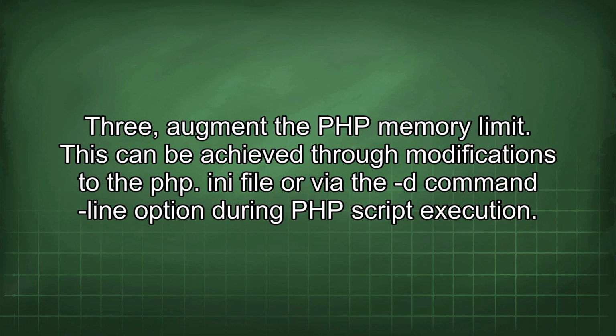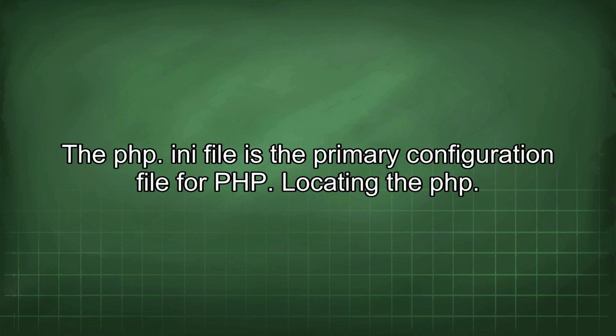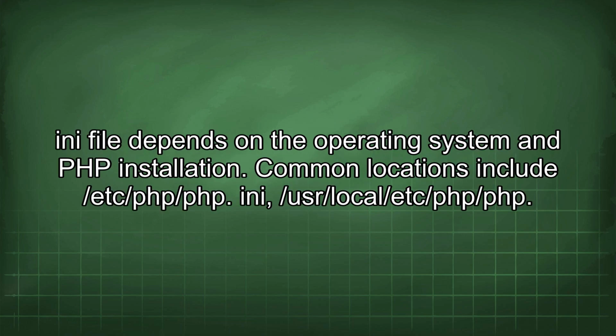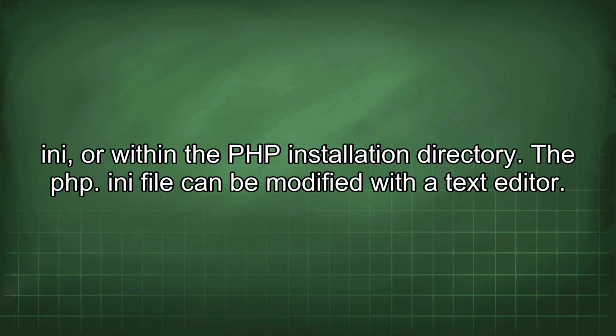This can be achieved through modifications to the php.ini file or via the -d command line option during PHP script execution. The php.ini file is the primary configuration file for PHP. Locating the php.ini file depends on the operating system and PHP installation. Common locations include /etc/php/php.ini, /usr/local/etc/php/php.ini, or within the PHP installation directory.